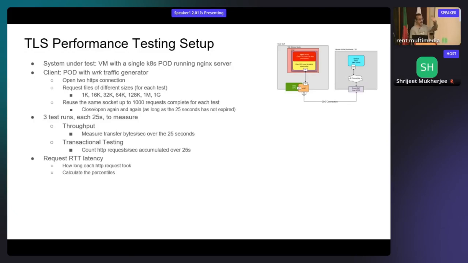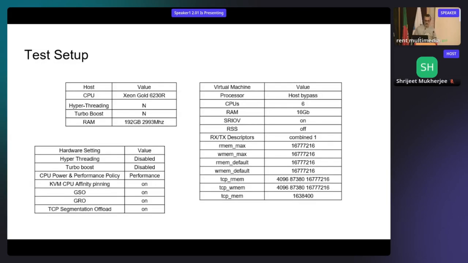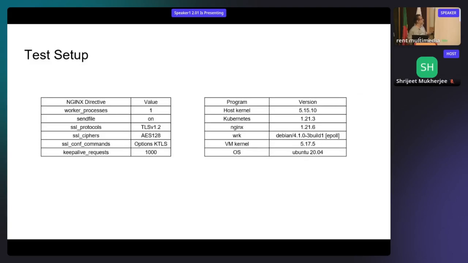WRK measures latency: you do an HTTP GET, you get a response, then it builds a histogram and measures how much time was spent on each. Okay, this is our test setup. You can go over the slides afterwards because we've got a lot more interesting stuff to show. I'm just going to skip it.